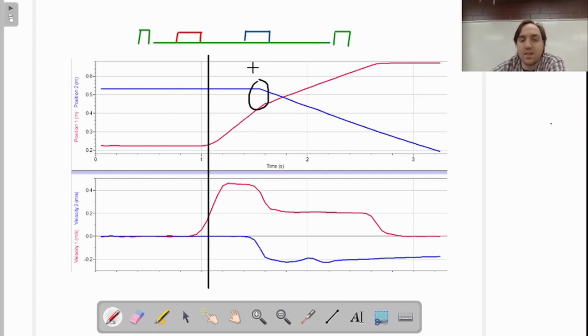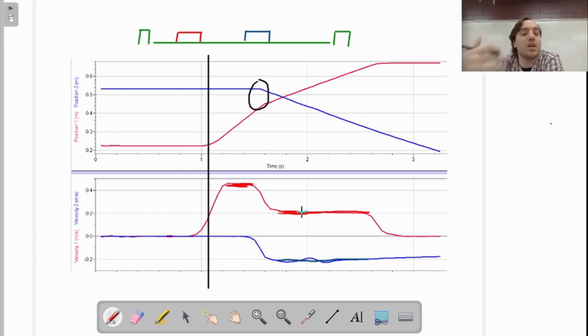We can look at the slopes of these two, or their velocity values, and see that the red car had a velocity of roughly 0.2 meters per second, and the blue car had a velocity of roughly 0.2 meters per second, which tells me that the carts were heading at the same velocity, which likely indicates that they were stuck together.